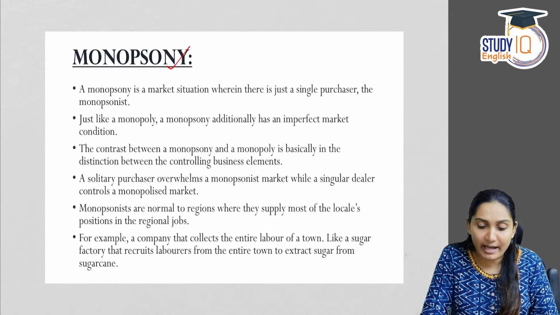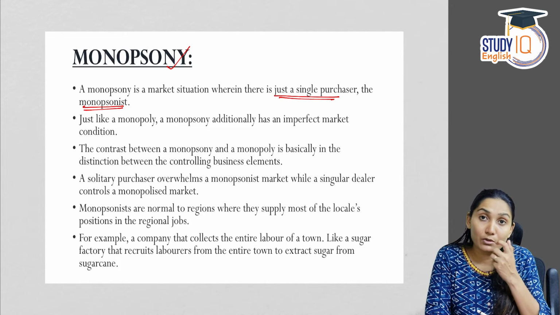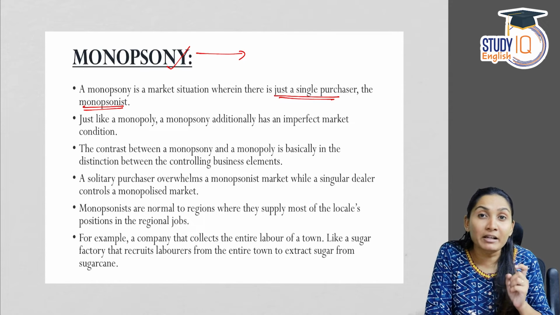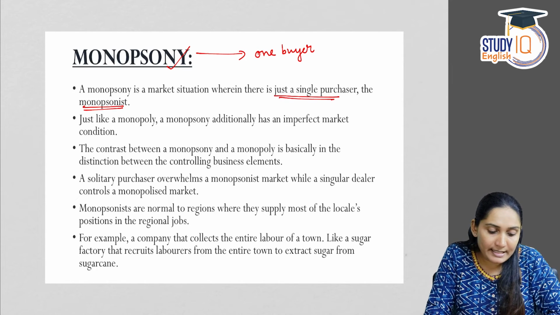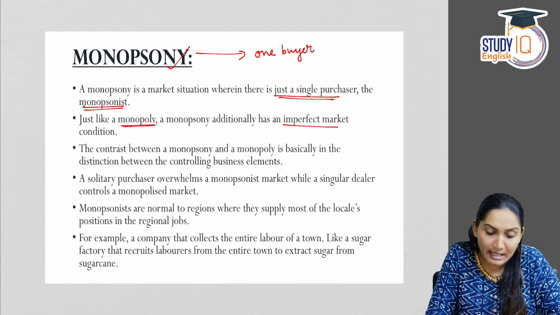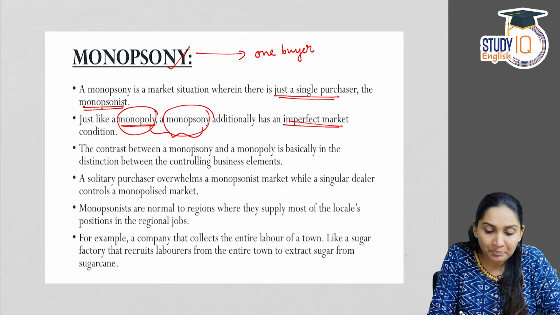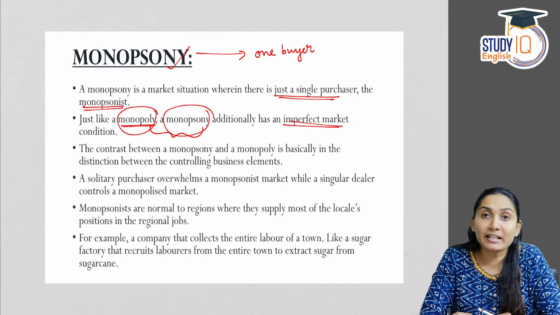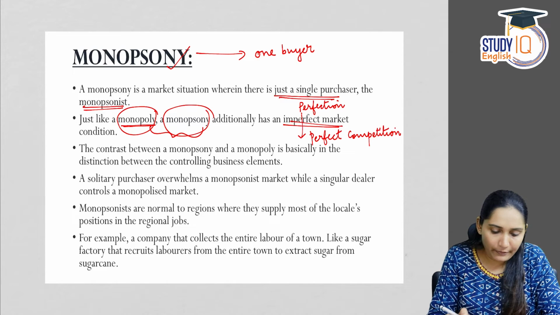It's a market situation wherein just a single purchaser, the monopsonist. In case of monopoly, there is only one seller, but in case of monopsony, there would be only one buyer. Just like a monopoly, monopsony additionally has an imperfect market condition. So monopoly and monopsony, both these are imperfect market conditions. Why? A market becomes ideal or perfect only when there is a perfect competition. Perfection can be attained only in a perfect competition.